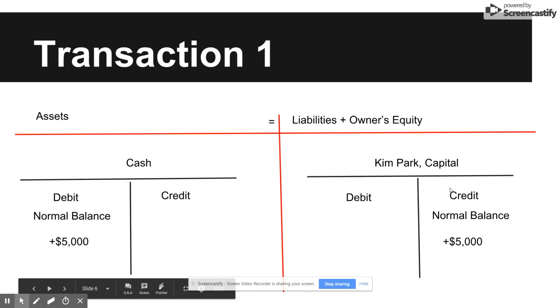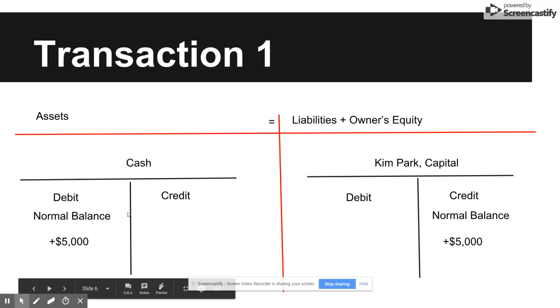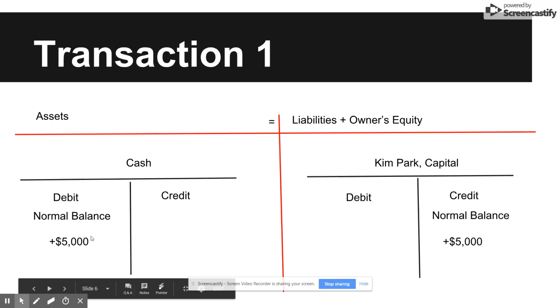Our Kim Park capital account has a normal balance on the credit side. The capital account is also increasing, so we would want to put that on the normal balance side, which is the credit side for a capital account. One thing you will notice here is that our debits must always equal our credits. So if we debit one account, we're going to have to credit another, okay? Because our debits must equal our credits. So in the case of Kim Park investing $5,000 into the business, we would debit cash for $5,000 and we would credit Kim Park Capital for $5,000.